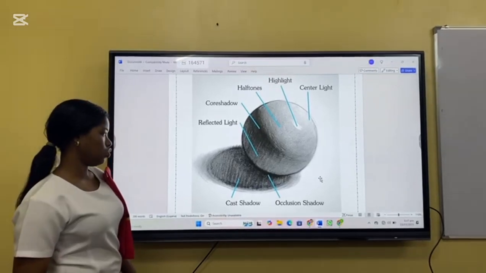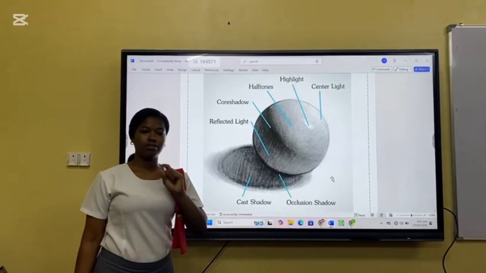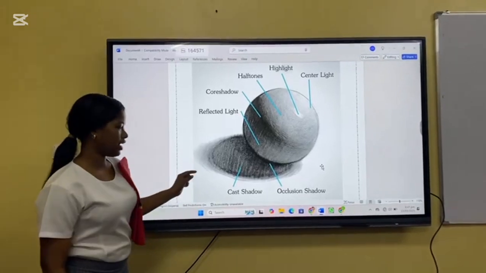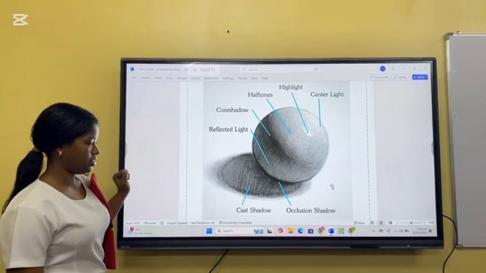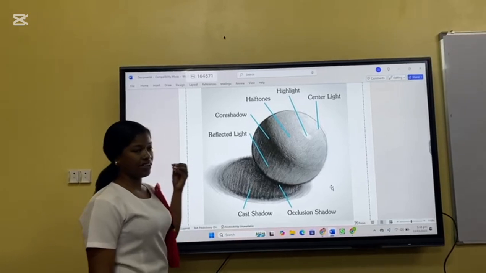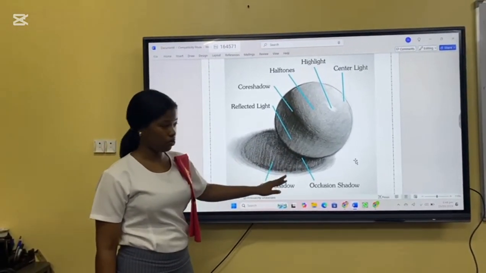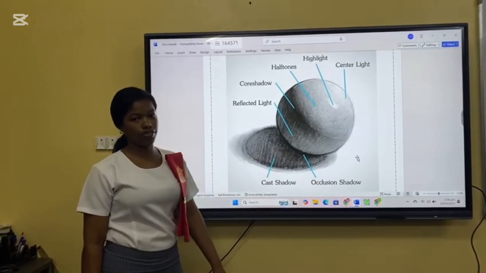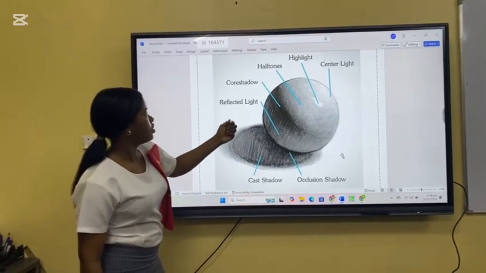Who can tell me where is our darkest dark? Let me see. Yes, Andy. Where's our darkest dark here on the object? Miss, the occlusion shadow. Yes, right? So you see all of our values have different or varying names, right? So here on our object, which is part of the shadow, is called an occlusion shadow. It's the darkest dark on the object here, right? And we have our cast shadow, and so on and so forth, right?